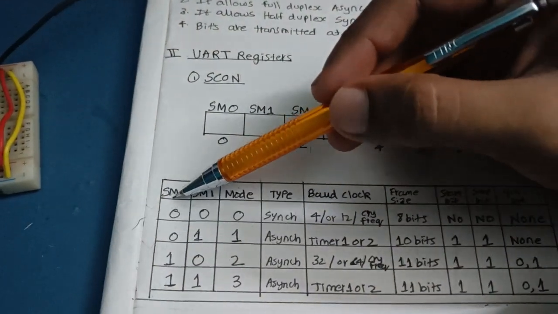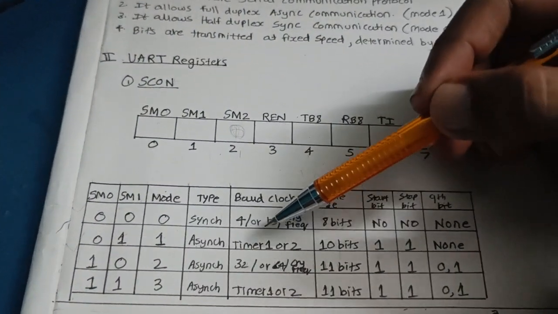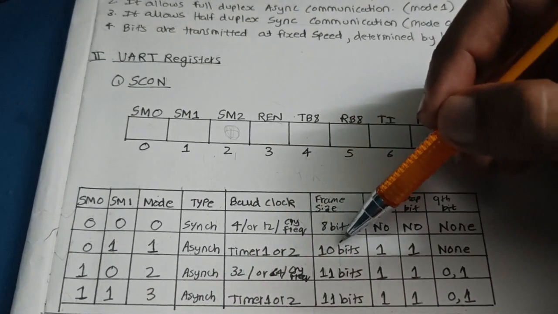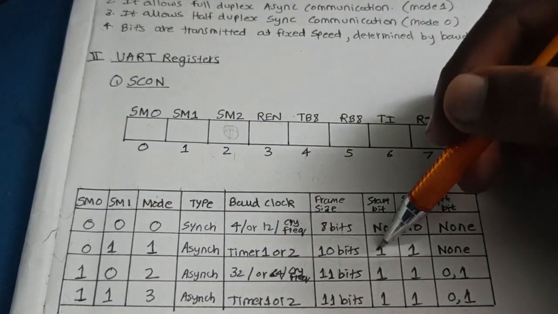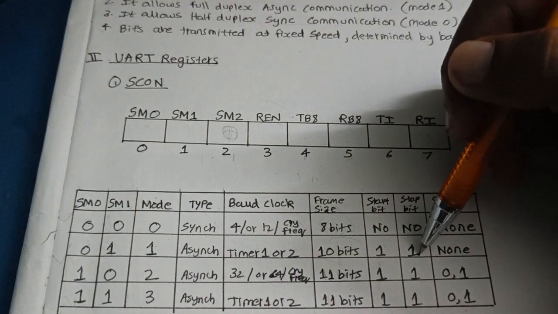And here SM0 and SM1 at 01 sets mode 1, asynchronous. Here timer 1 or timer 2 is used to set the baud rate. The number of bits is 10 because there are two additional bits, a start bit and a stop bit. So why do we require a start bit and a stop bit?